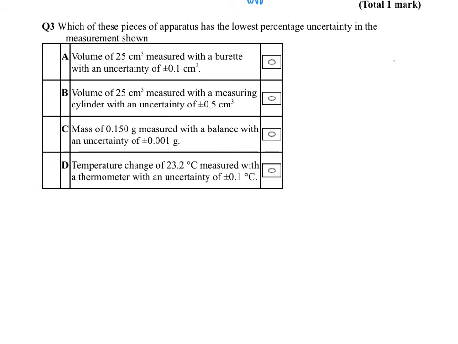Which of these pieces of apparatus has the lowest percentage uncertainty in the measurement shown? So remember, percentage error or percentage uncertainty is the error in the equipment divided by the quantity used, and then as it's a percentage you times it by 100. So you can work that out for all of these.